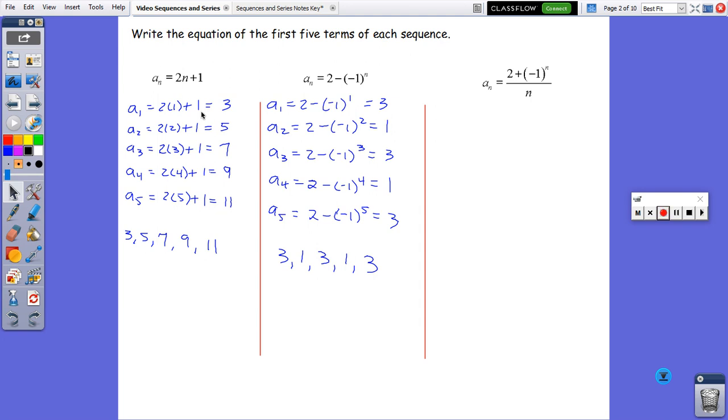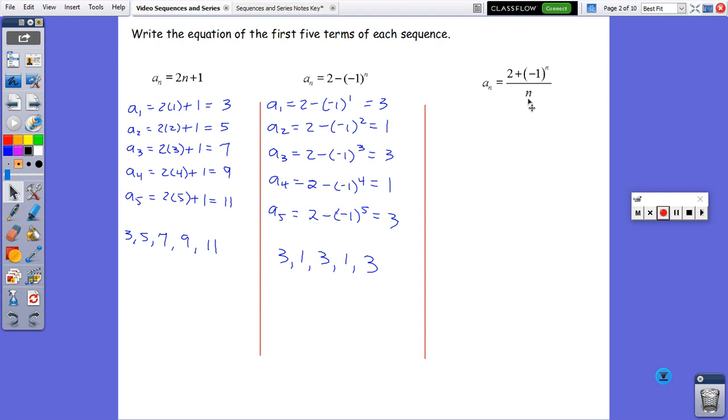Then the next one we have is this -1 to the n power, which you'll see a lot. This -1 to the n is going to make it kind of an alternating sign, which we'll talk about more later on in the notes. But same exact procedure, plug the 1 in for n, then 2, then 3, then 4, then 5, because we're looking for the first 5 terms. It's just a matter of computing that out. So this one alternates between 3, then 1, then 3, then 1, then 3. So it's kind of an interesting sequence.